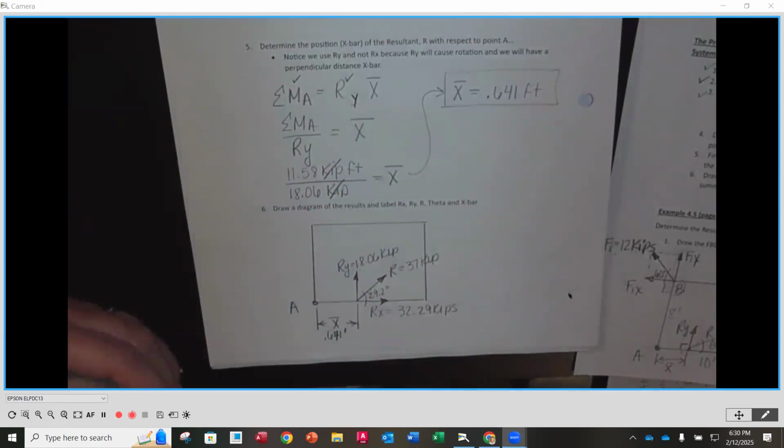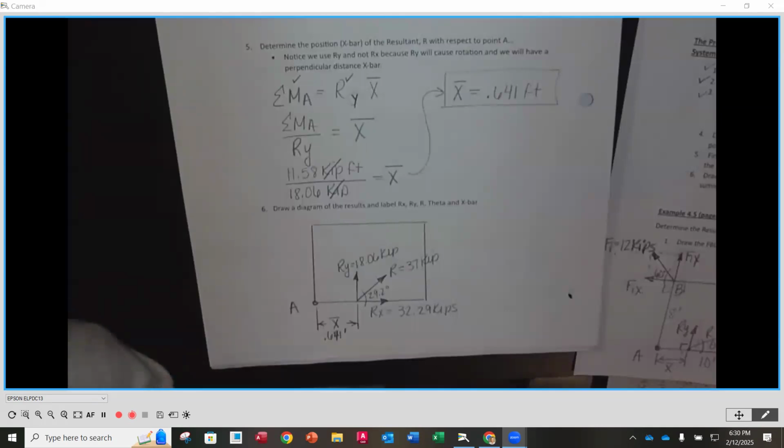Okay, where's that resultant, including its X and Y components, as it relates to point A to have the same net effect on the body that those original three forces had. Okay, it's a good problem. It's a lot of steps.